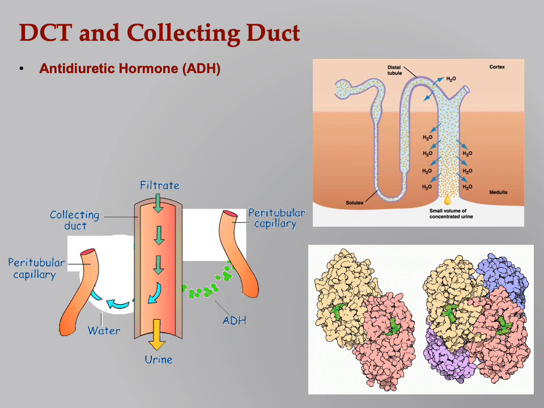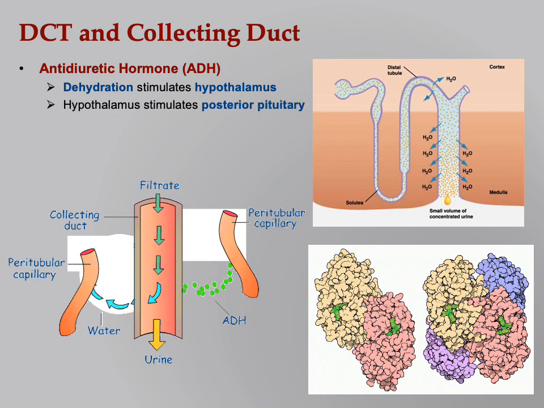Antidiuretic hormone, ADH. So diuresis means peeing. So what does antidiuretic mean? It means it makes you not pee as much. It's the hormone that makes you not pee. Okay? So dehydration will stimulate your hypothalamus. If you don't have enough water in your body, the hypothalamus will stimulate the posterior pituitary. We're going to see this when we do the endocrine system. The anterior and posterior pituitary do slightly different things. In this case, it's the posterior pituitary that's going to secrete ADH in response to dehydration under control from the hypothalamus.